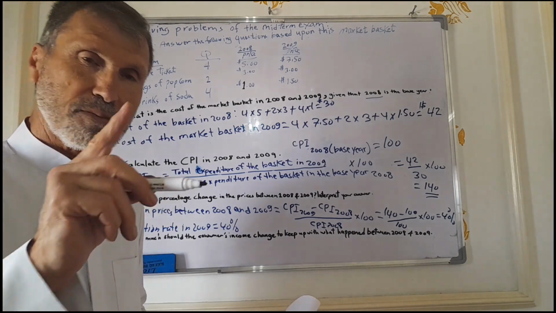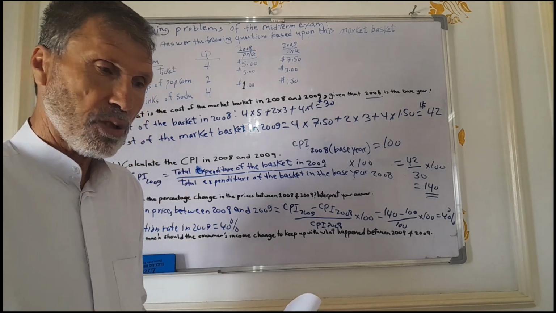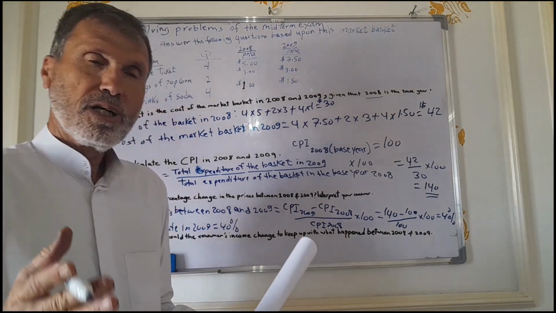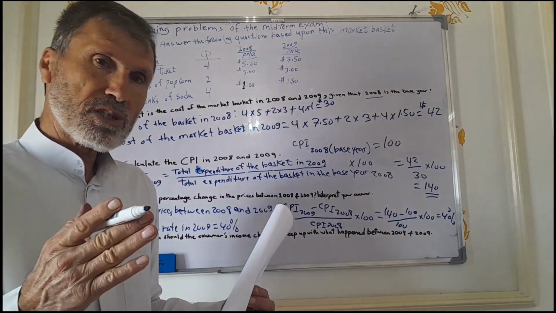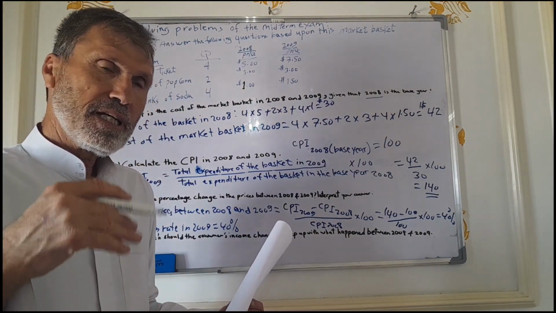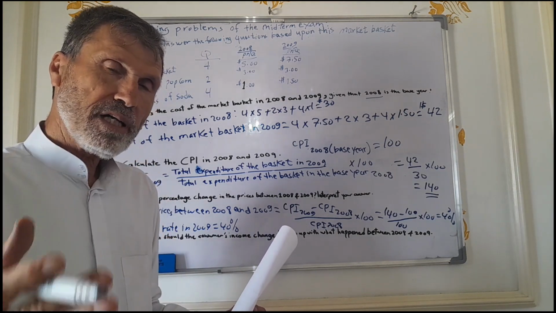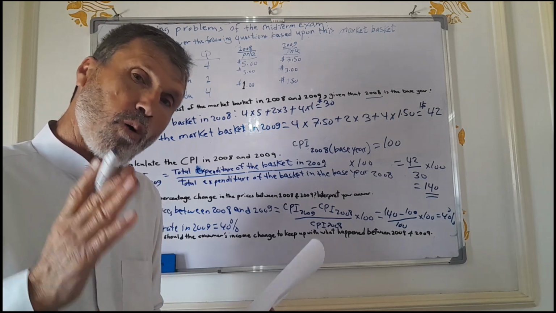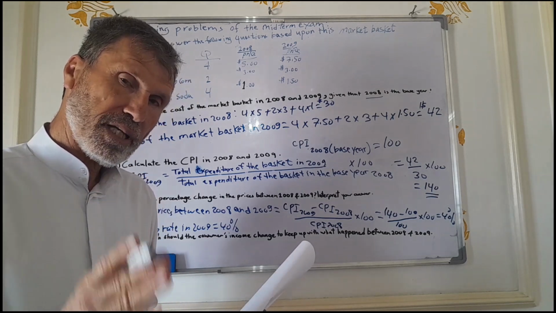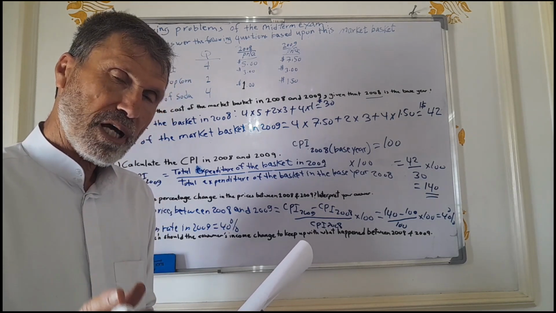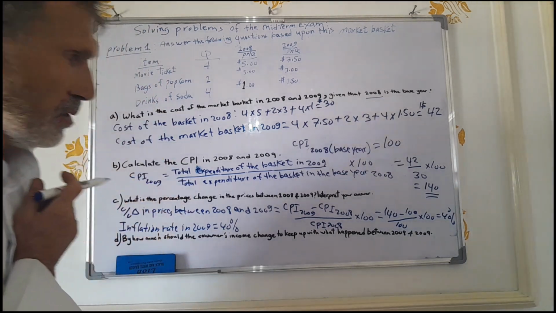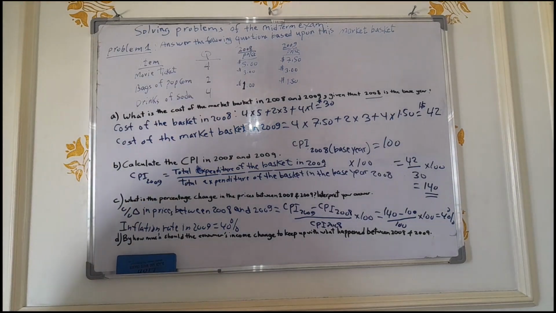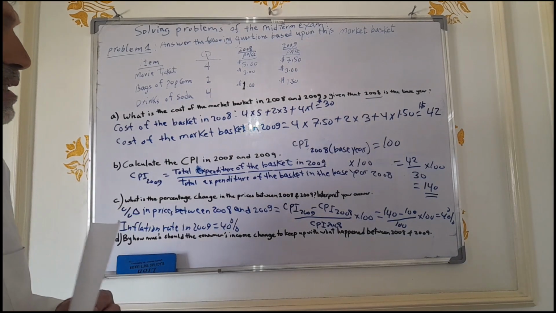$1 plus 40 cents. So any good that you bought in 2008, the price of that good in 2009 is going to increase by 40%. So a good that cost $1 in 2008 now, in 2009, costs $1.40. Okay, this is the interpretation of the equation.